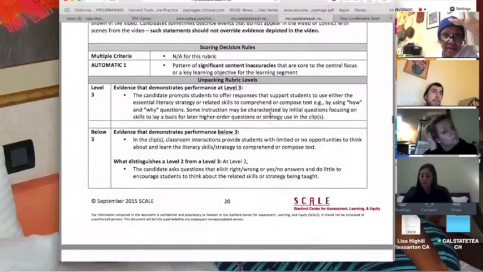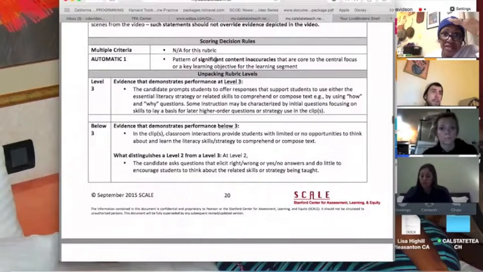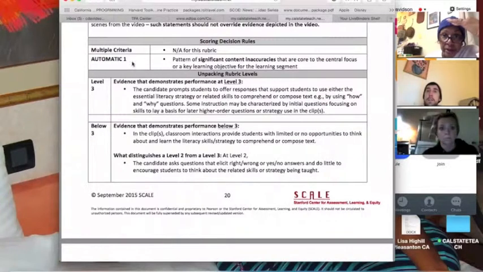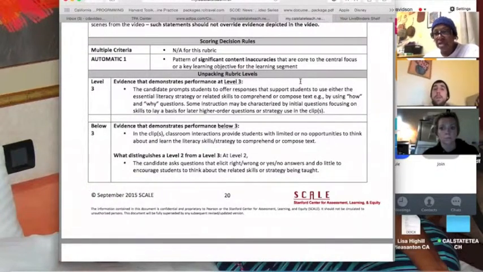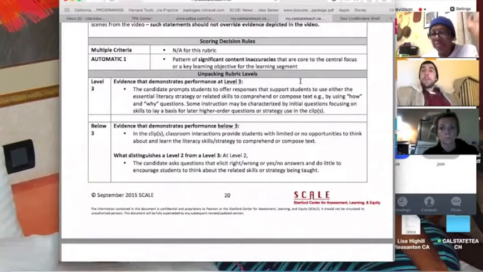So unpacking this. Patterns of significant content inaccuracies at the core of the central focus or a key learning objective is an automatic 1. In other words, if you're teaching math and you don't know how to teach that math lesson, that's a bad thing.